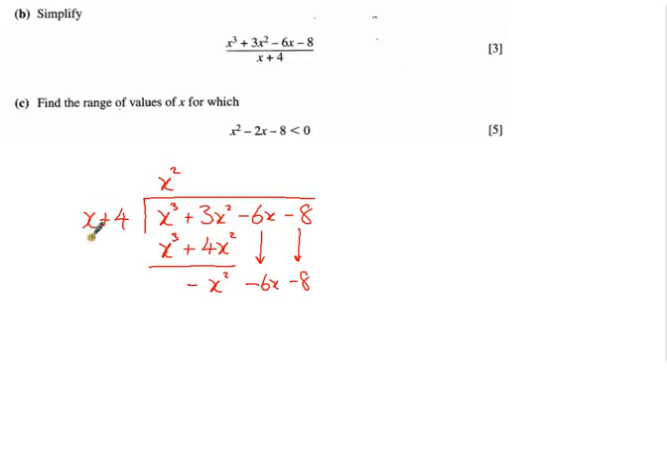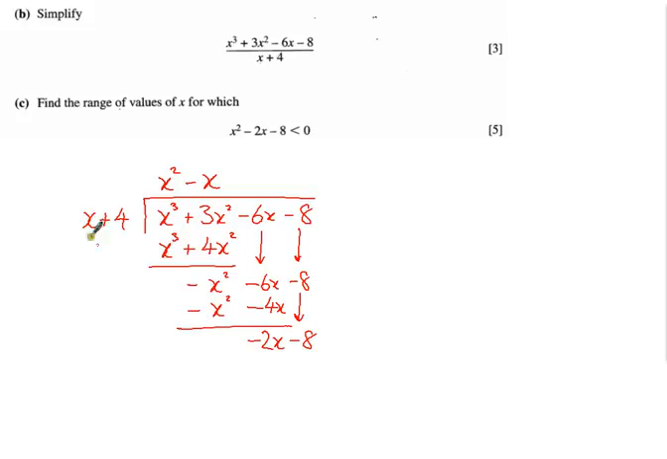So let's start that process again. How many times does x go into minus x squared? Well, it goes in minus x times. But again, it's not just x that's going into this, it's x plus 4. So I need to multiply minus x by x plus 4. That's minus x squared minus 4x. And again, to see what's left, we're going to subtract from the line above. The minus x squareds cancel out. Minus 6x minus minus 4x, be careful there, it's a double negative, is the same as minus 6x plus 4x, which is minus 2x. And again, we can move the minus 8 down.